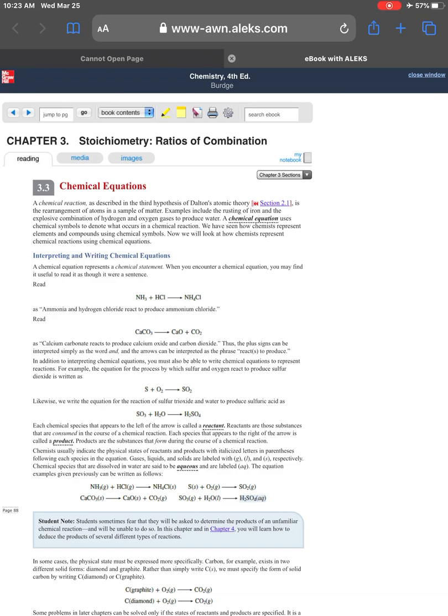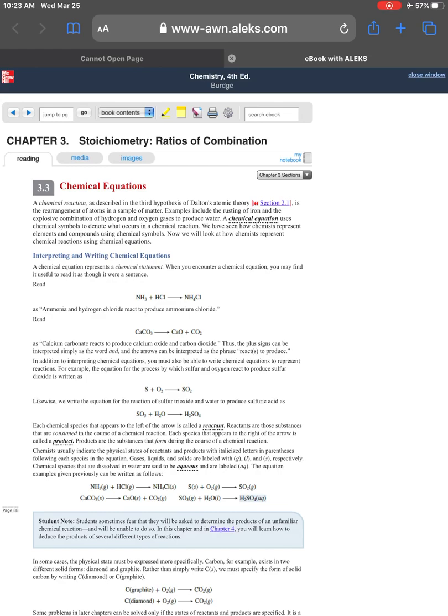The equation examples given previously can be written as NH3(g) plus HCl(g) forms NH4Cl(s). CaCO3(s) yields CaO(s) plus CO2(g). S(s) plus O2(g) yields SO2(g). SO3(g) plus H2O(l) yields H2SO4(aq).